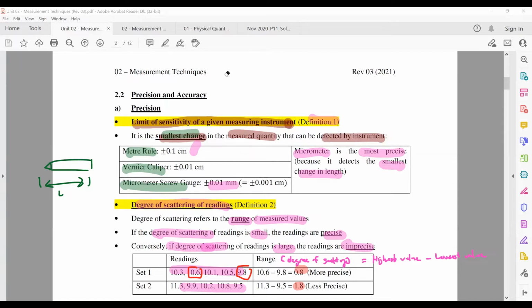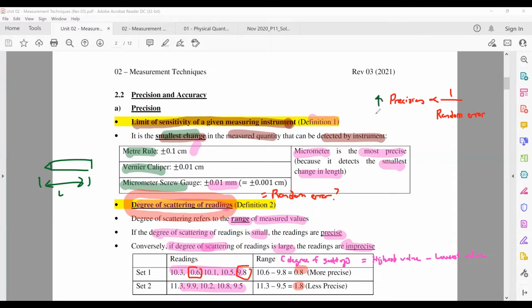Now, you may be thinking right now, isn't this definition of precision the same as random error? Because random error also talks about degree of scattering of readings. Precision is very closely related to random error because they are both talking about degree of scattering of readings, but they are inversely related. What I mean by that is this. You can think of it as: precision is inversely proportional to random error.